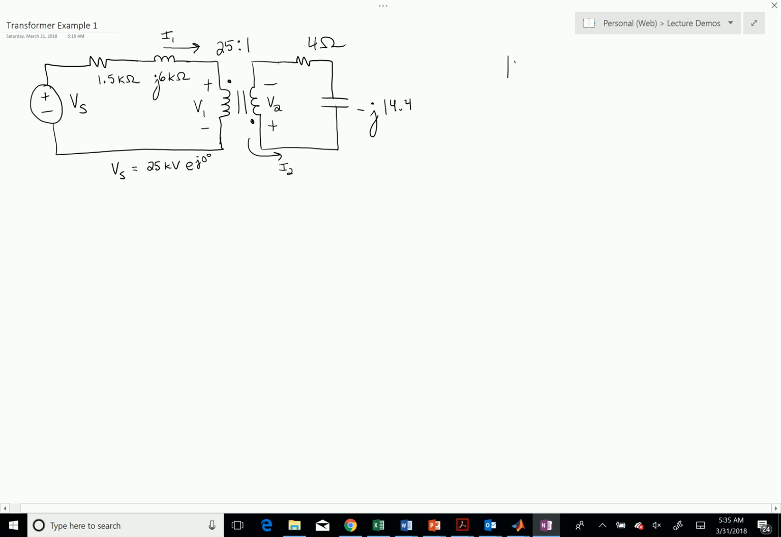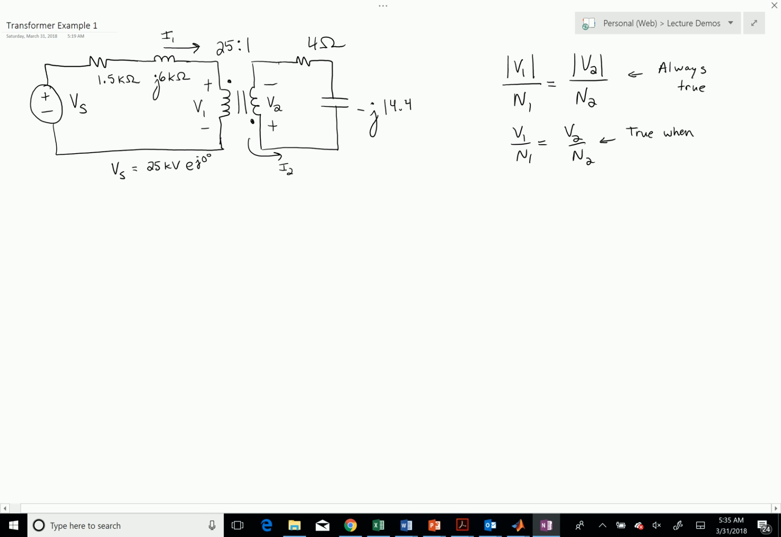The thing I always remember is the magnitude of the voltage phasor on the primary over the number of turns on the primary is equal to the magnitude of the voltage on the secondary divided by N2. All right, this is always true. No matter how I set up the polarities, this is always true. Okay. Now, in this particular case, V1 over N1 equals V2 over N2. Okay.